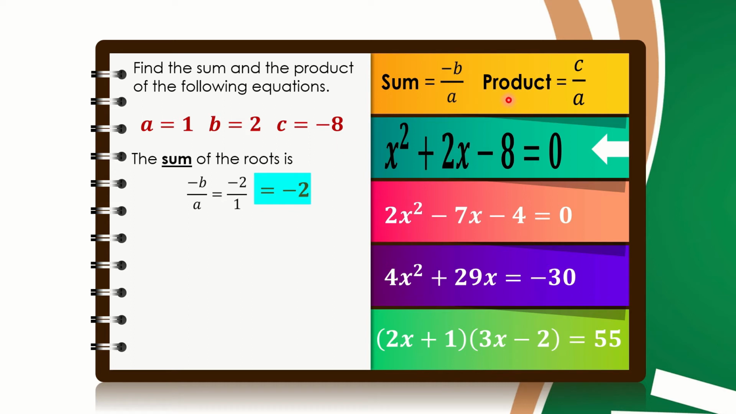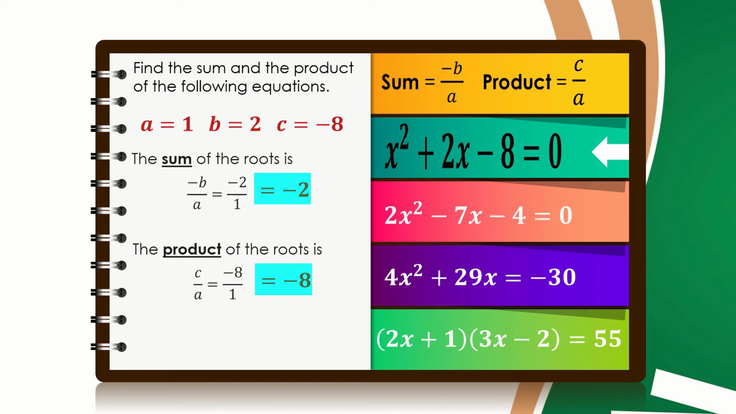Now, let us move on in finding the product. So, the product of the roots is equal to c over a. So, meaning, we need to substitute negative 8 and positive 1 to our formula. So, we have negative 8 for c and positive 1 for a. Simplifying this one, we will obtain negative 8. So, the product is negative 8.